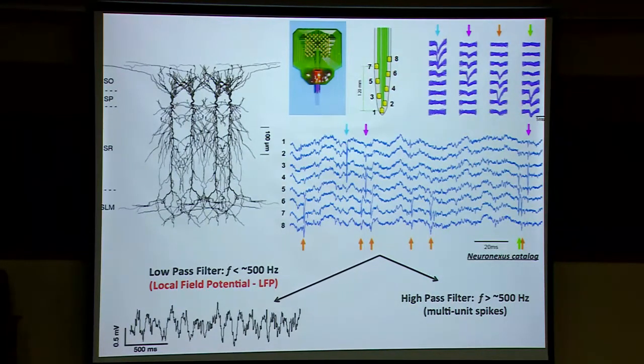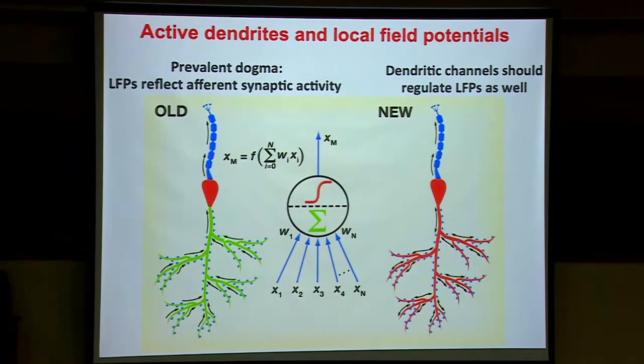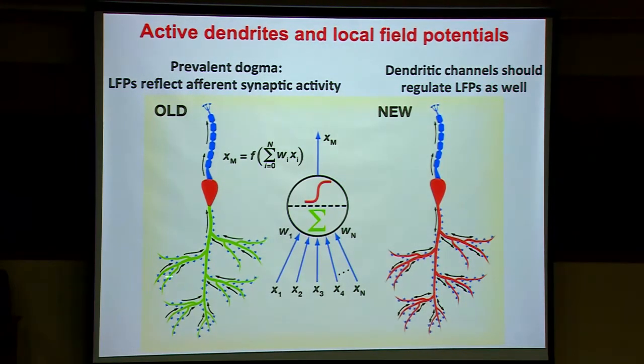It's a consequence of multiple neurons sending their signals to this particular electrode over here. So again, the prevalent dogma was that LFPs reflect synaptic inputs, because there was nothing else present over here. And therefore, if you put an extracellular field electrode over here, this should reflect the synaptic inputs that are coming onto this particular structure.